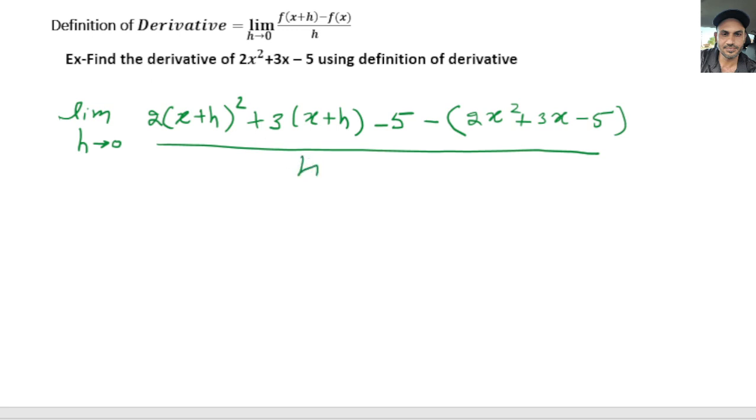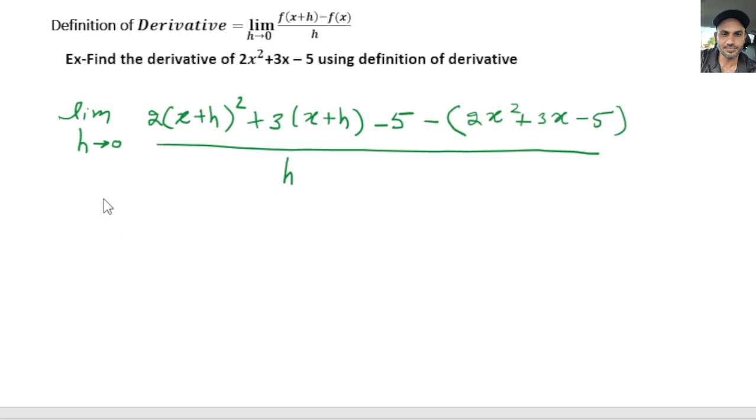Alright, not that good. Let's do it again. Alright, I'm going to try to write it better. Here we go. So we just substituted our function into this formula right here. Now we're going to go ahead and simplify it.